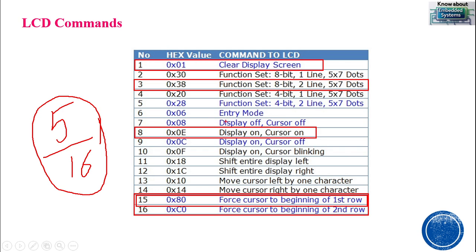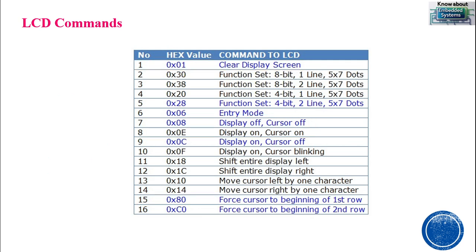Okay, I'll give one example. If you want to turn off the display and cursor, you can see here, command number 7, display off, cursor off. If you don't want to display your cursor, you can use 08. Like this, each number has its own meaning. We have to understand, and then we can use these commands in our programming. Okay, I hope the commands are clear. So we'll be using the same commands in our programming.